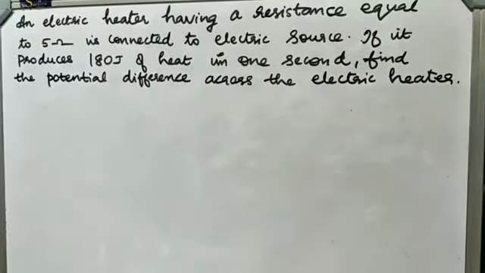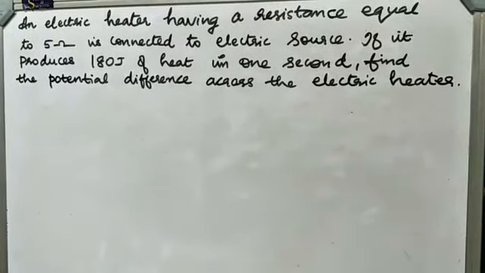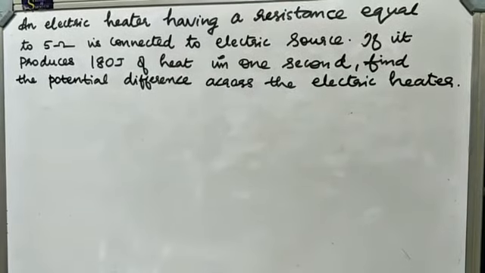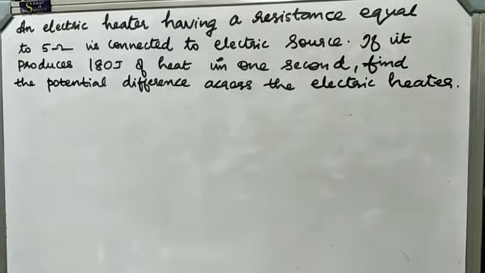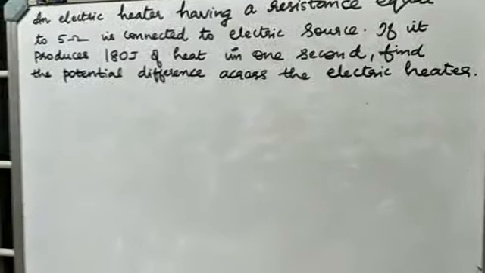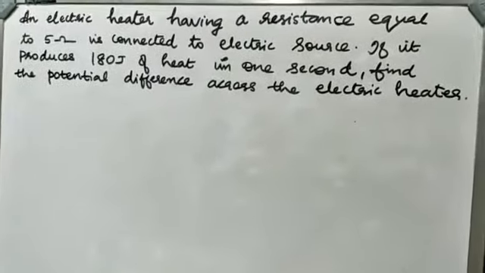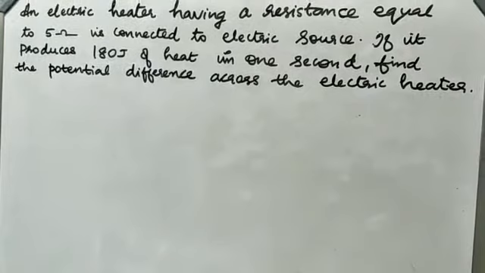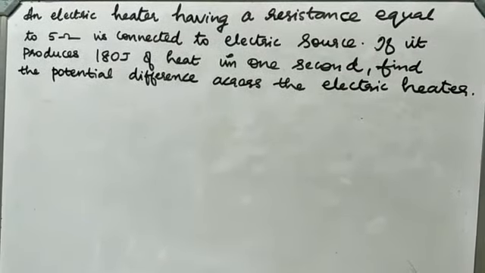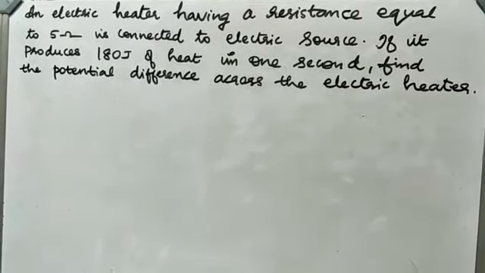An electric heater having a resistance equal to 5 ohm is connected to an electric source. If it produces 180 joules of heat in 1 second, find the potential difference across the electric heater. That is the question. So, first of all, we can write what is the given data from the question.